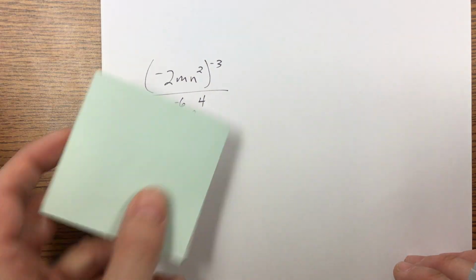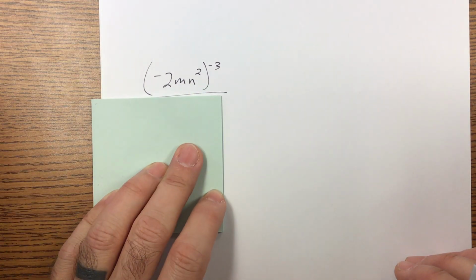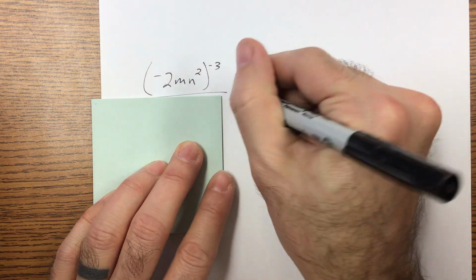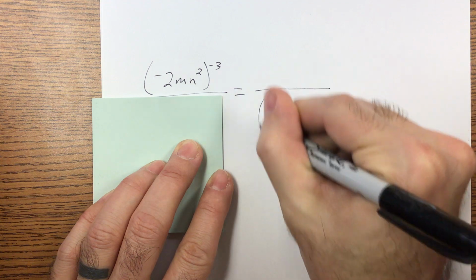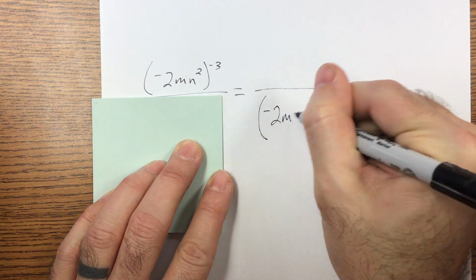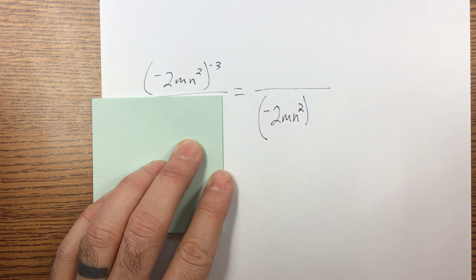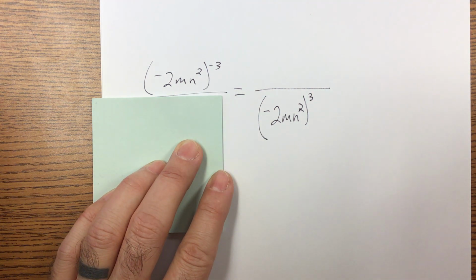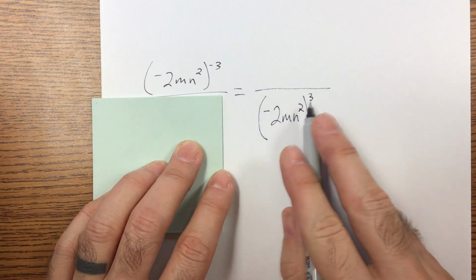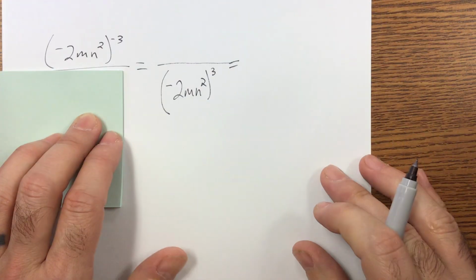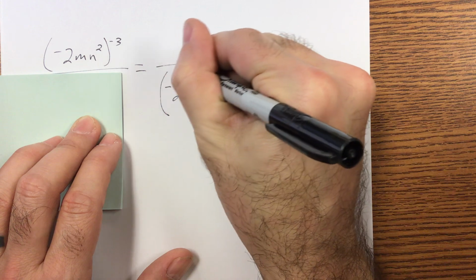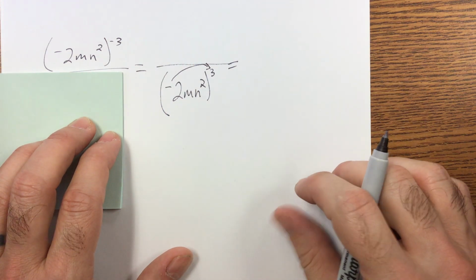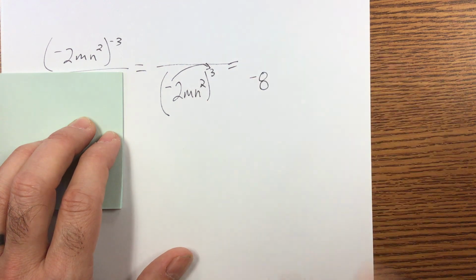Again, let's just focus on the top. This whole thing is to the negative 3rd power. So how do we fix that? We bring that whole thing to the bottom and it becomes positive. Okay? Now we can fix this. Now we can work on this. What is negative 2 to the 3rd power? Negative 2 times negative 2 times negative 2, I think, is a negative 8.